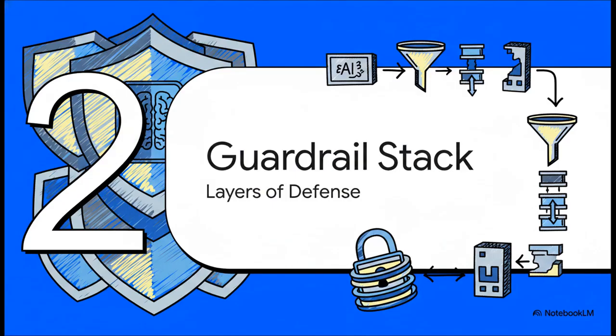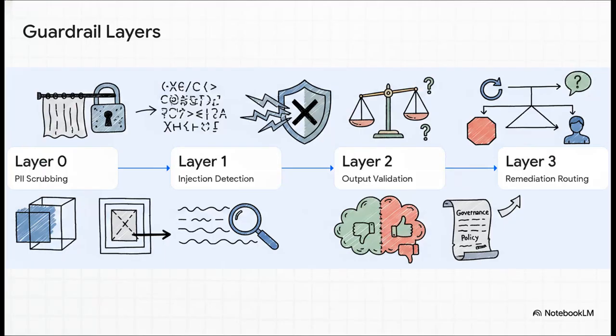Moving on to Section 2, the guardrail stack audit. Let's break down the exact technical steps you need to configure a multi-layer defense system. Because a single filter just doesn't cut it anymore. A proper stack intercepts inputs across multiple distinct layers. It starts right at layer 0.